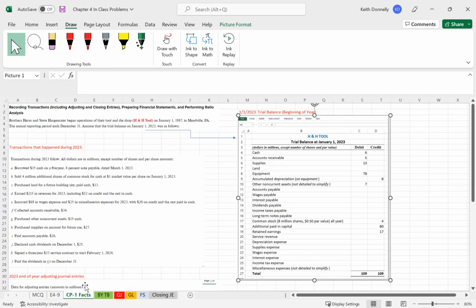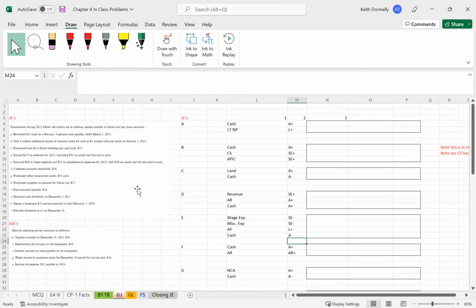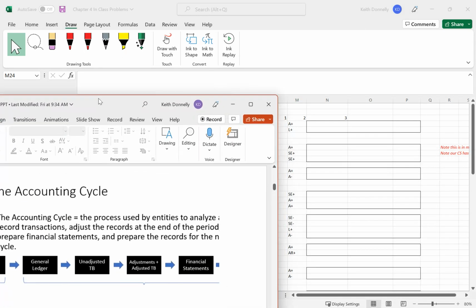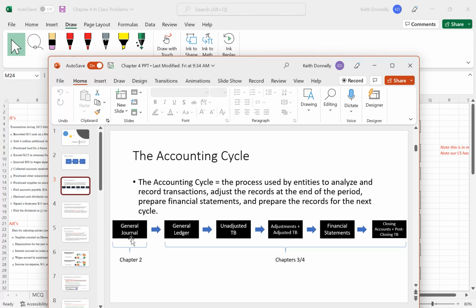So what's going on here, right? We have last year's ending as this year's beginning. Then we have some transactions that happened during the year, right? So we got to do the general journal for these guys, right? We're kind of starting, if I were to pull the PowerPoint back up, right here, right? So we're starting there.